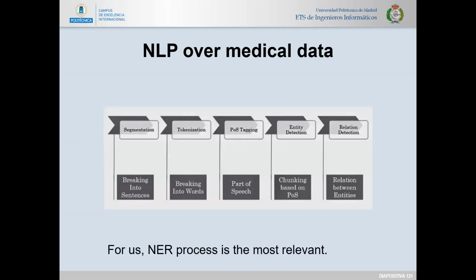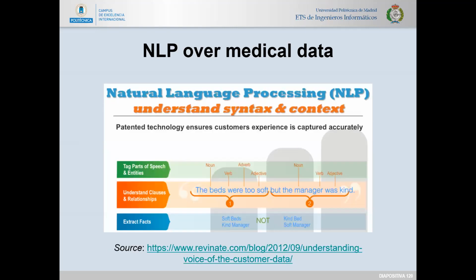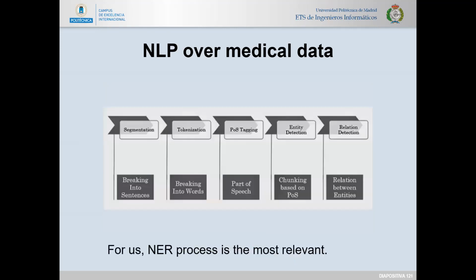There are several steps in this, from segmentation to tokenization to part-of-speech tagging, where we detect the noun, the verb, the adjective, etc., to entity detection. For example, if a text mentions fever, we know it is a symptom. If it mentions right leg, we know that the right leg is an anatomical part, a part of the body. If we are talking about Spain, we know that Spain is a country. And if we are talking about Alejandro, we know that Alejandro is the name of a person. So this is named entity recognition.